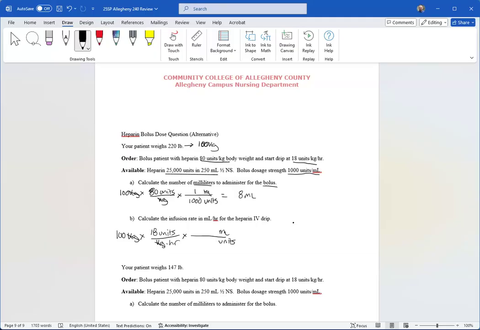Now we're doing an infusion rate with an IV, and those are the clues to use the IV information. So bolus, use the bolus available. IV, use the IV available. So 25,000 units, 250 ml. I think that's going to be 18, but let me check. So yeah, it's going to be 18 times 250 divided by 25,000. And that'll give me 18 mL per hour.